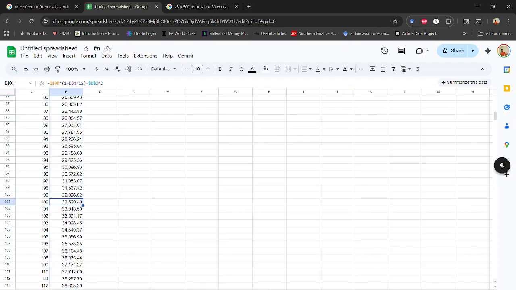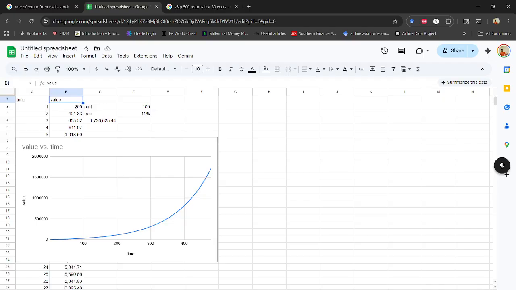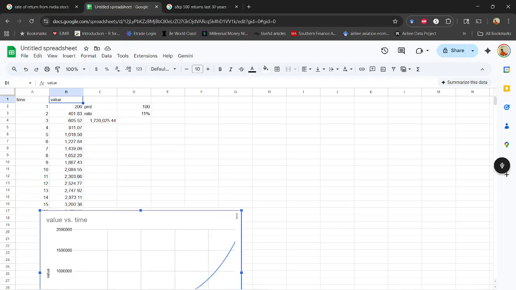So it might seem depressing, but when it starts reaching the critical mass, so approximately somewhere here, 400,000 to $500,000, then it really starts to blow up. And so that's the power of compounding. So this is chart one.